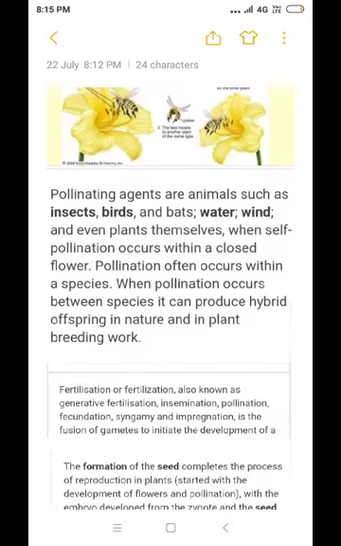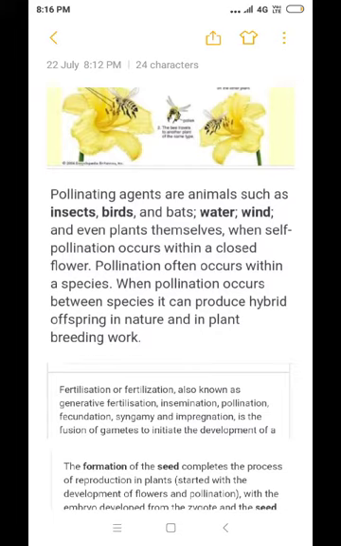When self-pollination occurs within a closed flower, pollination often occurs within a species. When pollination occurs between species, it can produce hybrid offspring. In nature and in plant breeding work, pollinating agents are divided into five kinds: animals, insects, birds, water, and wind.